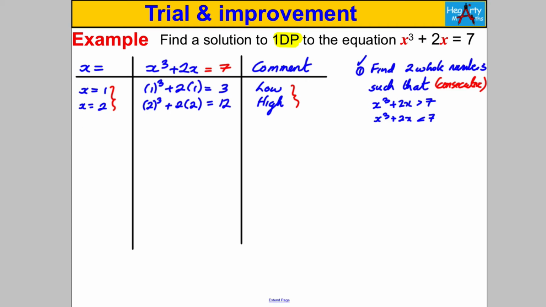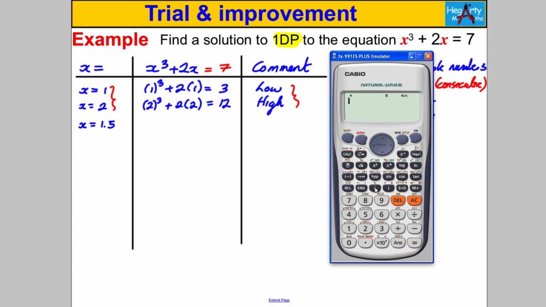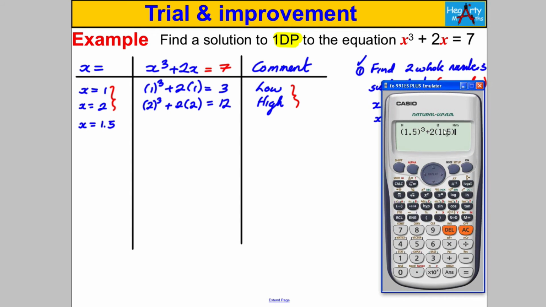So next, obviously I'm going to try exactly halfway between these. x is 1.5. Now's the time to get the calculator out. So calculator comes out and I'm going to type it in my calculator with brackets. Bracket 1.5 cubed add 2 bracket 1.5. It's really important you write it like this because I can then use my calculator quickly in a minute. I'll show you what I mean. When I do that, I get the answer 6.375.